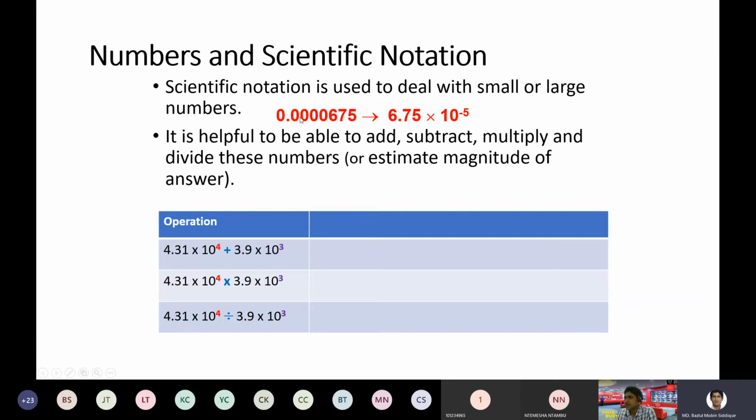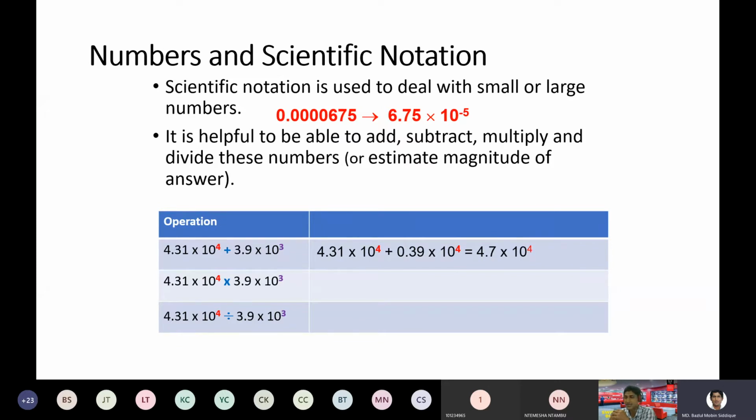So here you see that 0.00000675 we can express as 6.75 times 10 to the negative fifth. In this way we expressed it in 3 significant figures. Here as well it is 3 significant figures. We are coming to how to know which one is significant and which one is not. Significant figures also help us to add, subtract, multiply, all those mathematical operations easily.